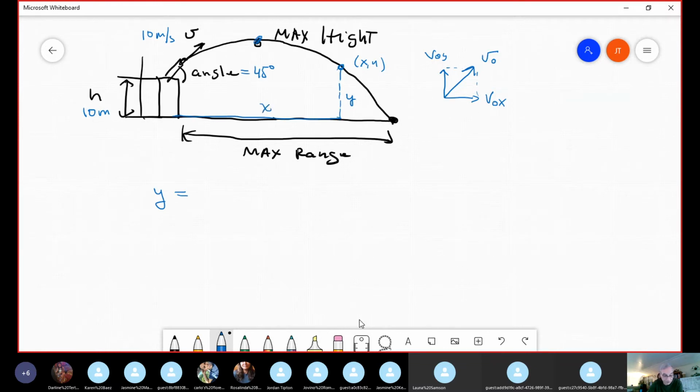y is equal to h plus v null y t minus 1/2 the gravity t squared. x is equal to v null x t. This is a different formula for the y and the x, because the y is different since we have the gravity here. Okay, the gravity is always pulling down.